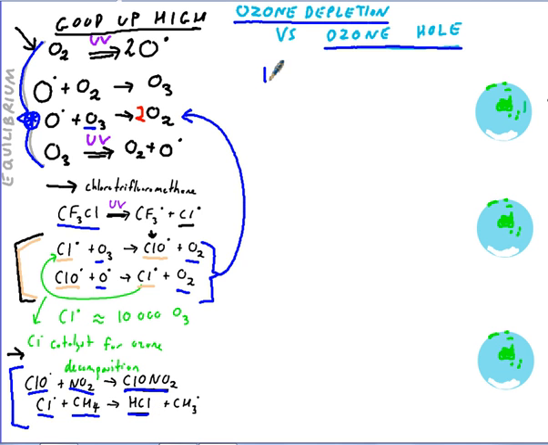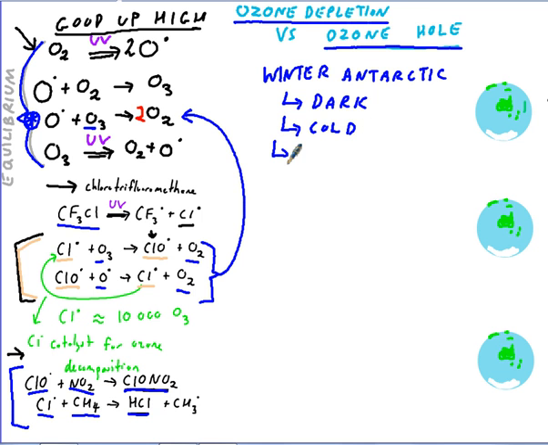So in winter, in the Antarctic, there's some very specific features. Because it's winter and it's at the poles, it's very dark. It's very cold. And this thing called the polar vortex, it's a certain wind pattern, which means the air in the stratosphere is not mixing with warmer air from the troposphere. And that means it gets very cold and special ice crystals form.